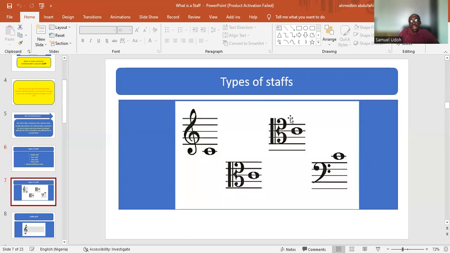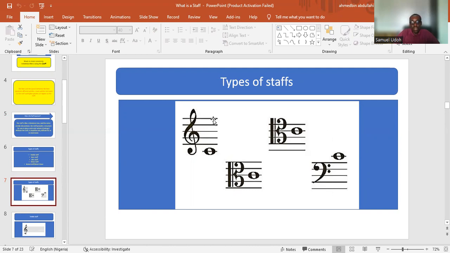So these are the diagrams of each of the staff. This is the treble staff. This is the alto staff. This is the tenor staff, and this is the bass staff. Now, what is the distinguishing factor in each of the staff?